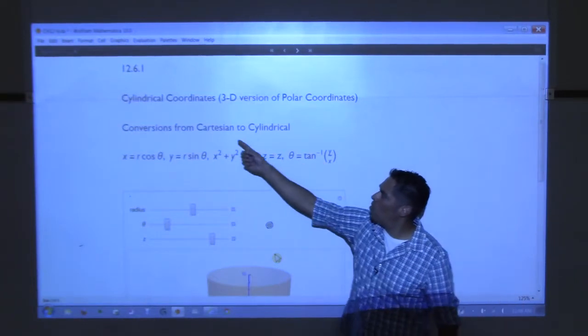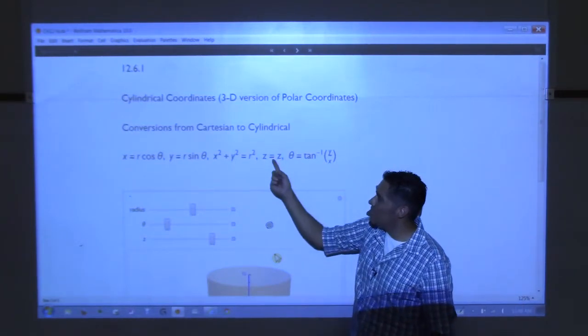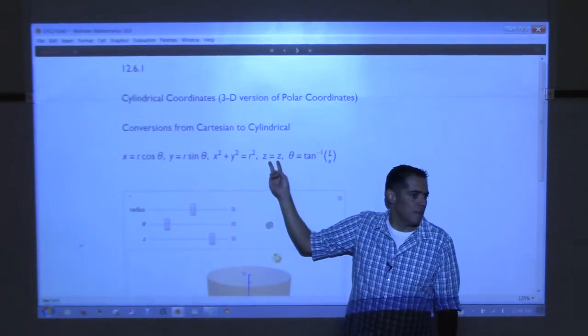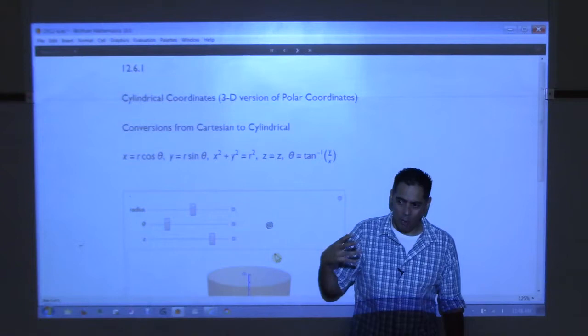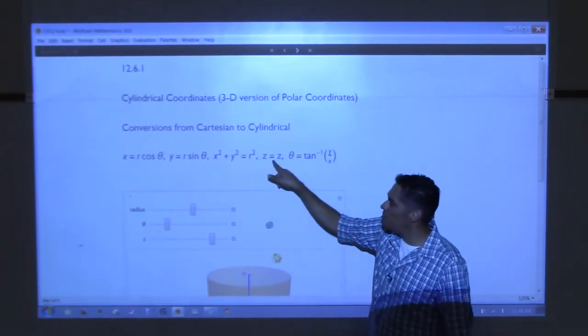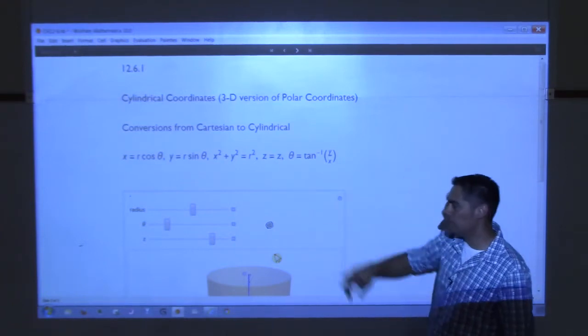And then how do you go from Cartesian to cylindrical with the z coordinate? You don't do anything. The z is still just z. So do you see why we're calling this like polar in 3D? Because everything is still polar. The only additional piece we have is that we have a z coordinate.